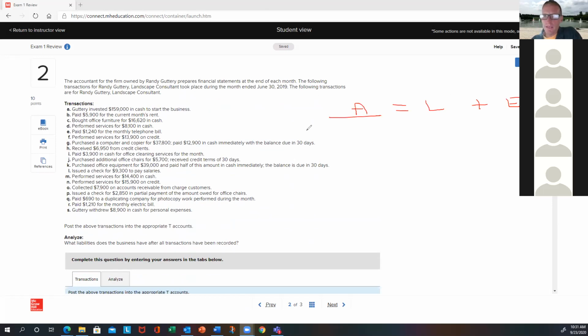And I'll start with classifying cash. Cash is an asset. The reason I know it's cash is because they simply say pay. Well, you're paying with money. This is cash. The offset is going to go to your expense.